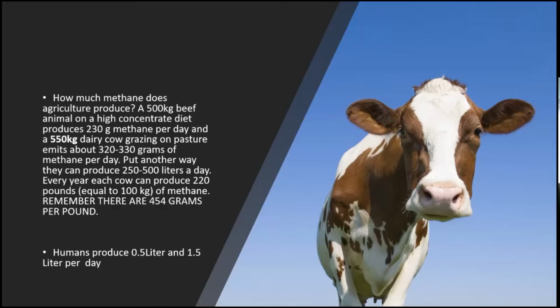Okay. Now, each year they produce 220 pounds, which is 100 kilograms, of methane. Remember, there are 454 grams per pound. So I don't know if that's right. That's right. Anyway, humans produce between half a liter and 1.5 liters per day.